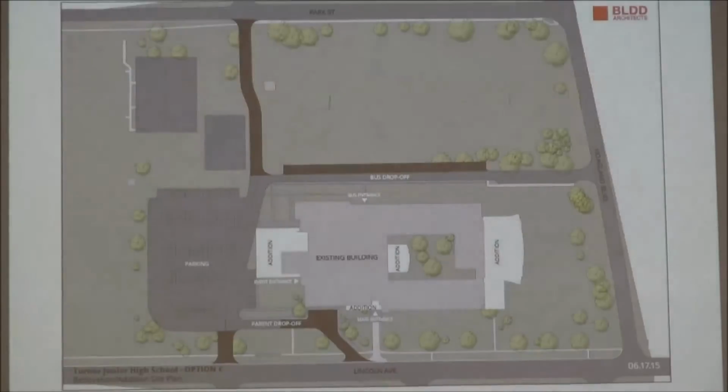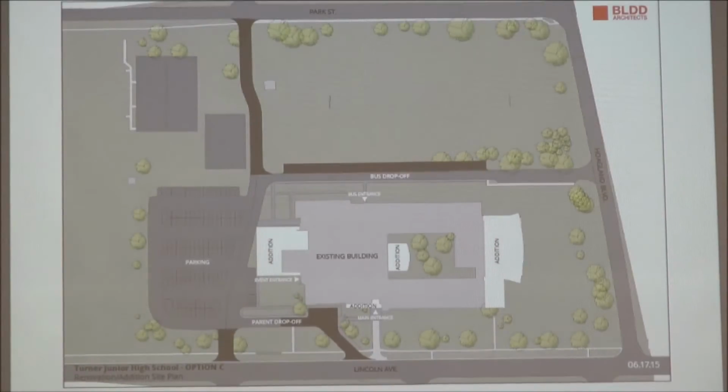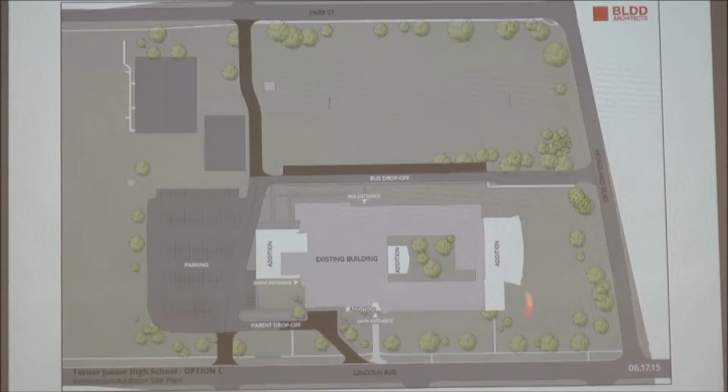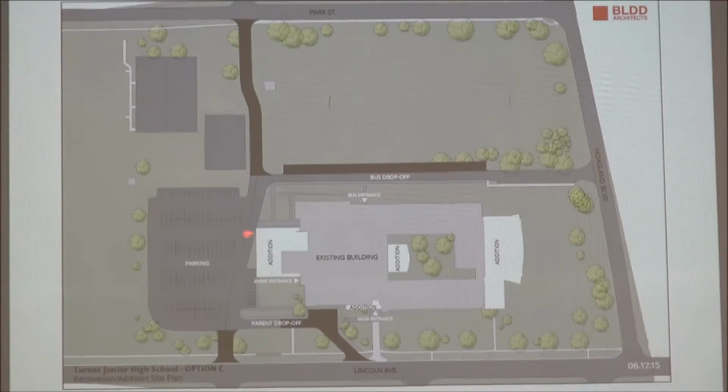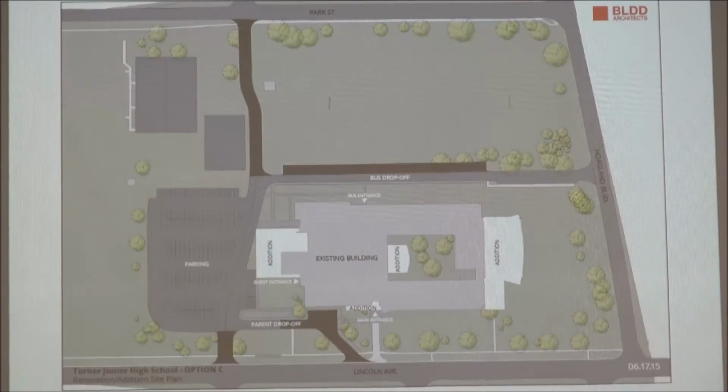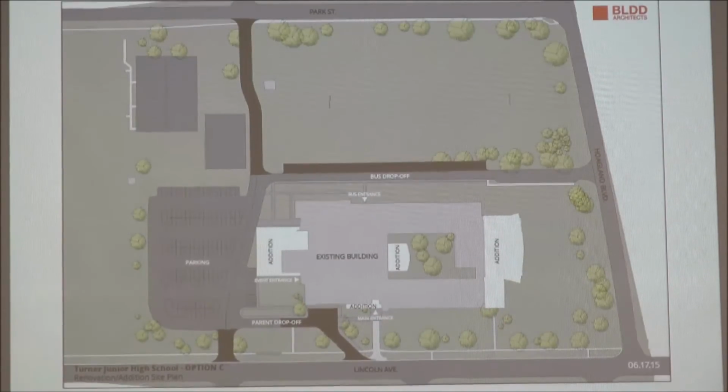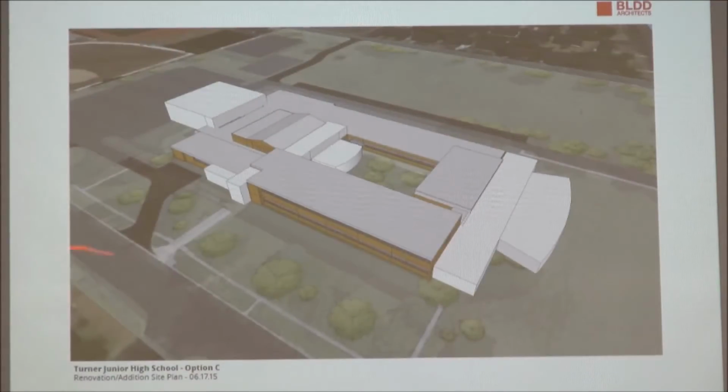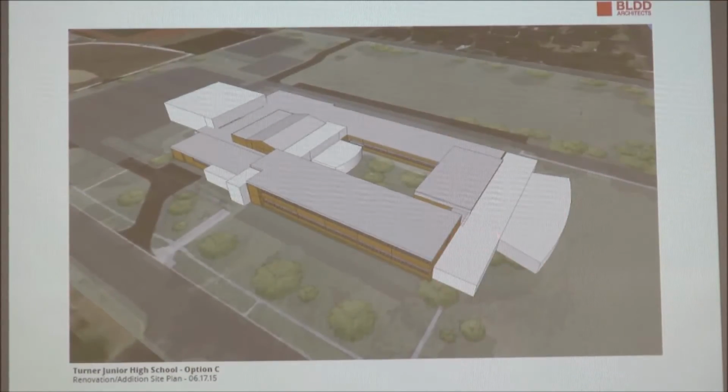If you flip that over, you'll see the site plan. Again, very similar layout, with the exception you can see the bulk of the additions occur at the south and at the north. There's really very little work along the east elevation. So if we go to the next slide, you'll see the massing. And again, you can see the bulk of the addition for the science wing on the south.